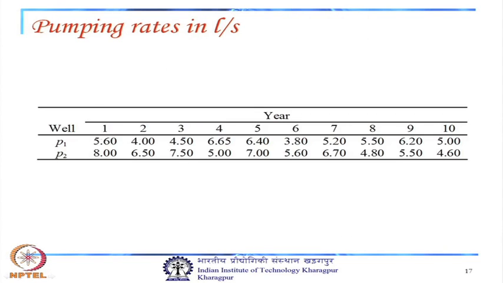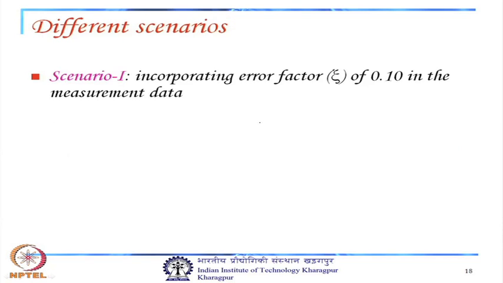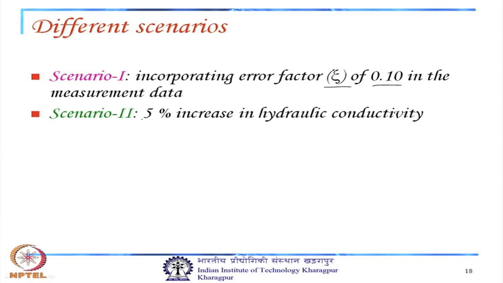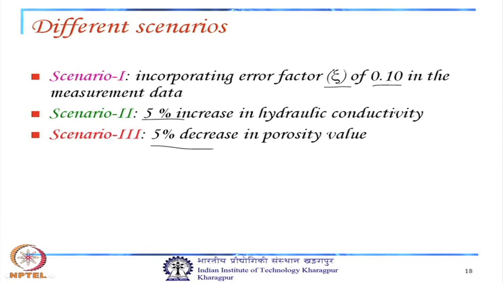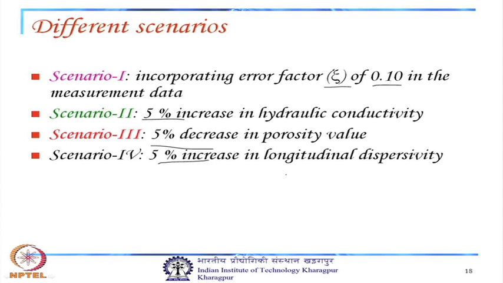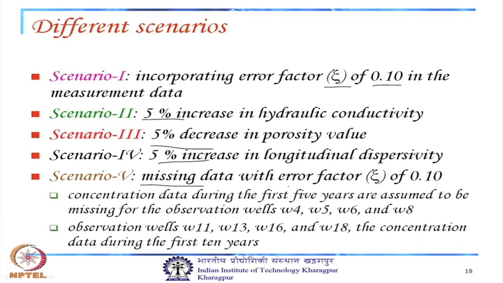So, with this kind of pumping rates, these are the pumping rates for location 1, P1 and P2, we have considered different scenarios. Scenario 1, that is the error factor zeta, that is 0.1 in the measurement data, 5% increase in the hydraulic conductivities, 5% decrease in the porosity values, 5% increase in longitudinal dispersivity, missing data with error factor.